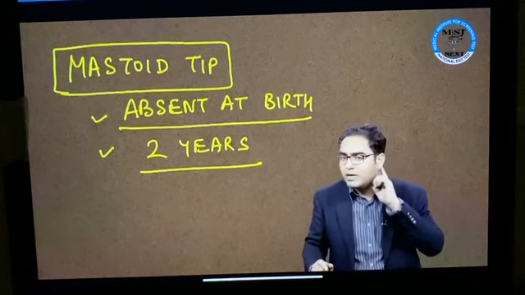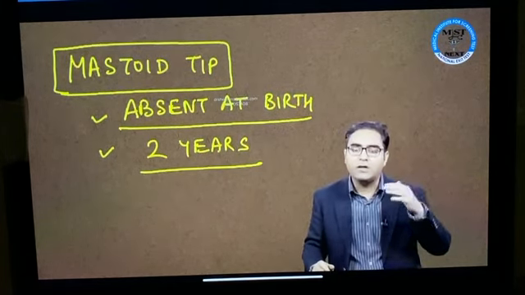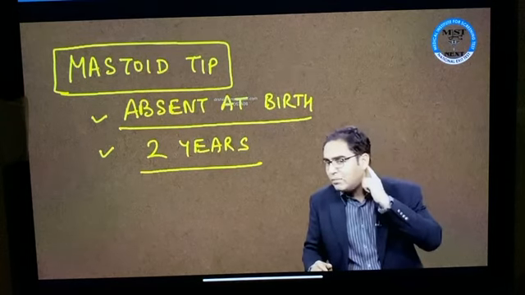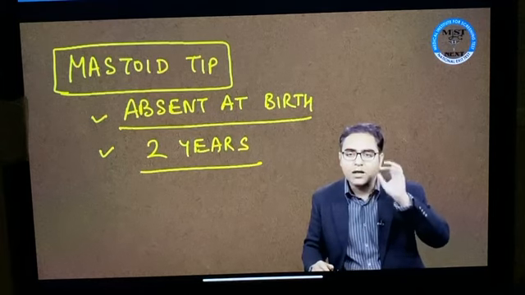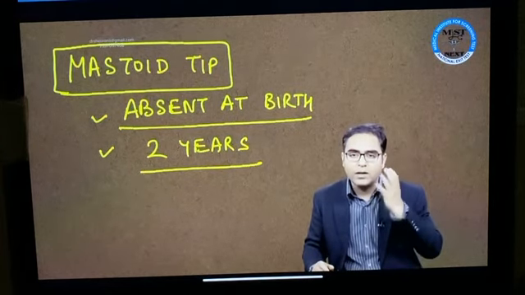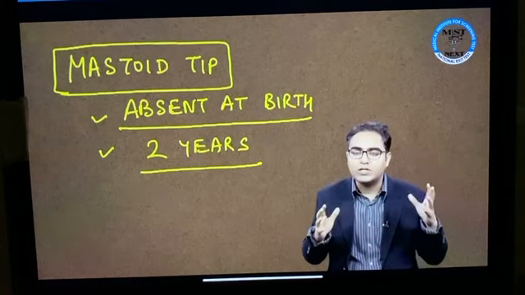Stylomastoid foramen is the exit point of the facial nerve out of skull. So when there is no mastoid tip, it means that facial nerve is lying very superficial. Please understand, the mastoid tip is a cover of the facial nerve exit area. What is the exit area of the facial nerve from skull? That exit point is called stylomastoid foramen. When mastoid tip is not there, it means facial nerve lies very superficial in a very young child, which is below 2 years of age.